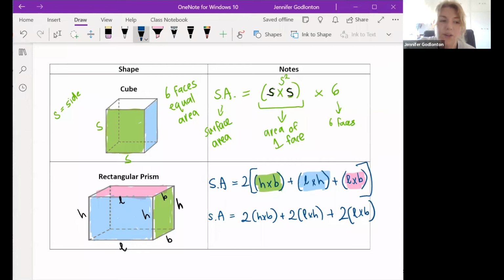Okay, so now before we jump into examples, this is your time to ask questions. Yes, so the blue part at the bottom is for a rectangular prism and the green part at the top is for a cube.